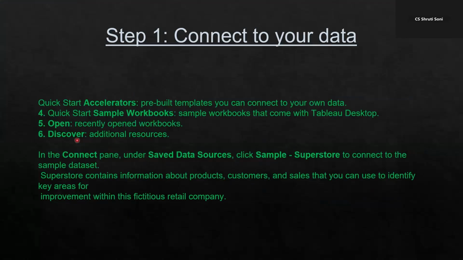Now, in the connect pane under saved data sources, you can click Sample Superstore. This comes with Tableau Desktop only. So once you do that, you are connected to a sample data set. Superstore basically contains information about products, customers, and sales that you can use to identify key areas for improvement within this fictitious retail company. I'll show you this also.